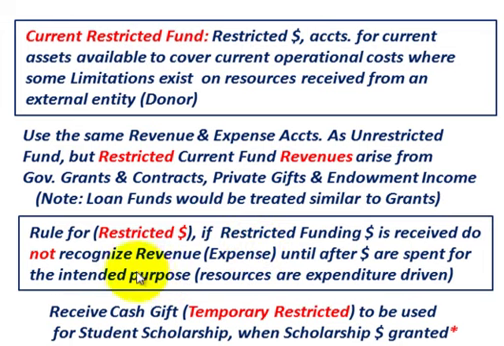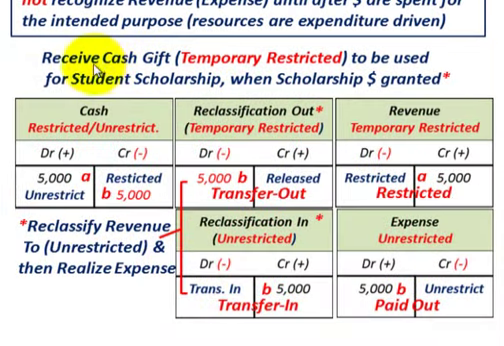It also could be a time limit that was set, and after a certain time you could spend those dollars. But those would be our resources, where they're really expenditure driven. So for a brief example, say you receive a cash gift and it's temporarily restricted by the donor to be used on student scholarships. Then when the scholarship dollars are granted, we're going to recognize it as expense and unrestricted revenue.